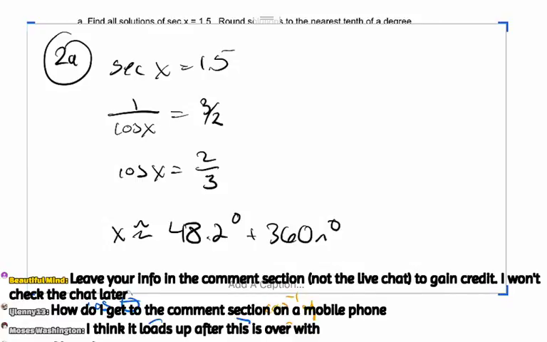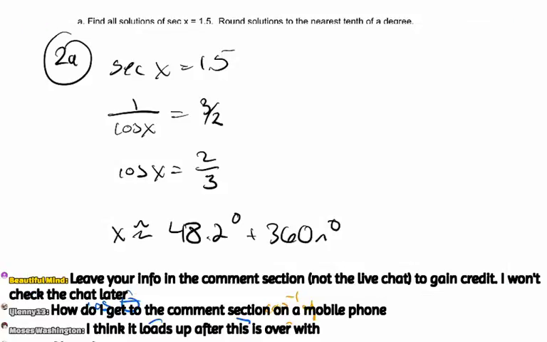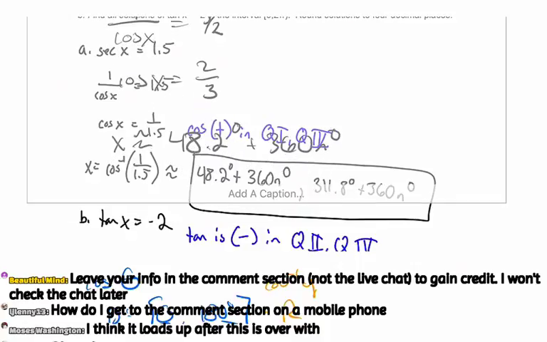Okay, so this is the quadrant 1 solution again. Cosine is positive in two quadrants, so we have quadrant 1 and quadrant 4. Then the quadrant 4 solution, we would say 360 minus the 48.2, and we get 311.8. Okay.